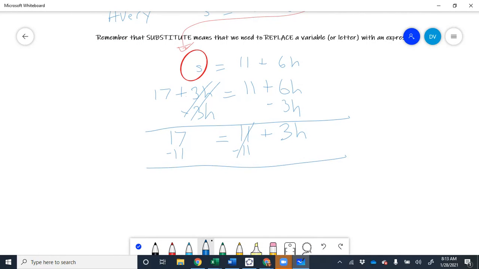those will add up to 0 or simplify. And again, we'll write down what we didn't cross off. 3h here. 17 minus 11 is 6. And like I said, if you like, you can switch this. 6 equals 3h is the same as 3h equals 6.